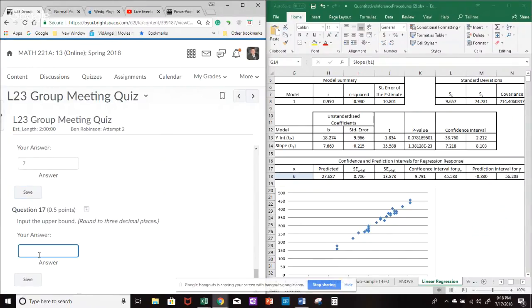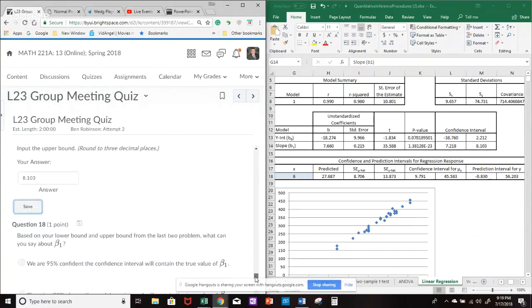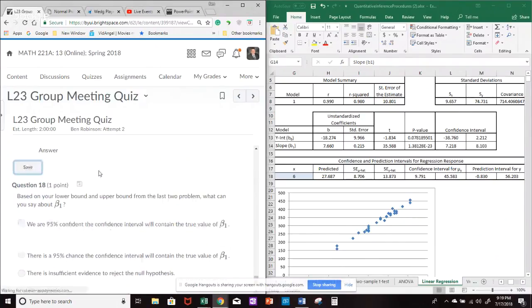Okay. And then the upper bound would be 8.103. Correct. Did you use something else there, Gabriella? Yeah. Okay. But that will work.